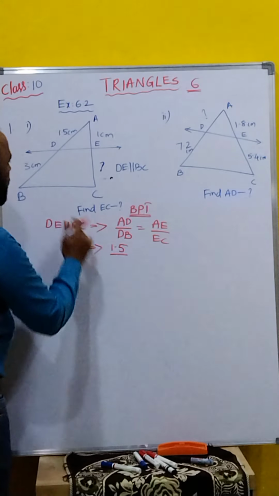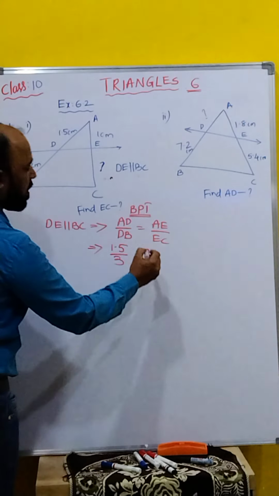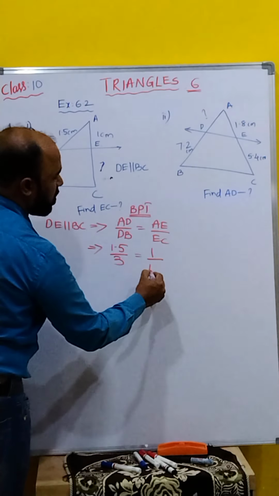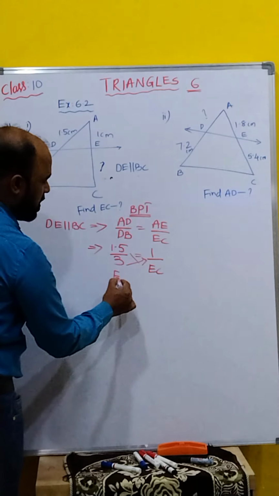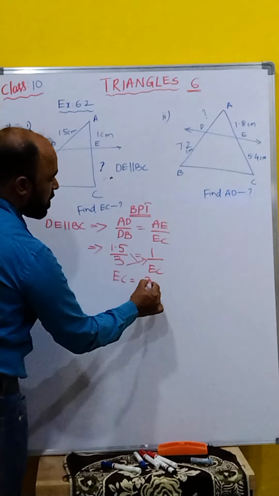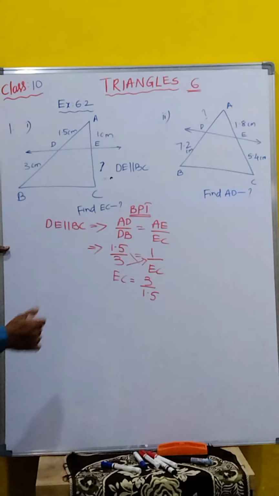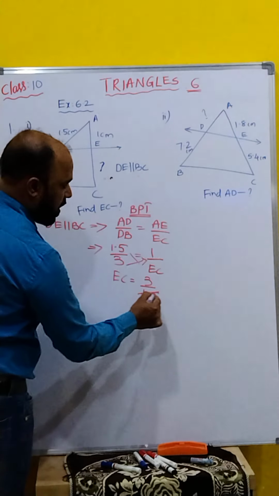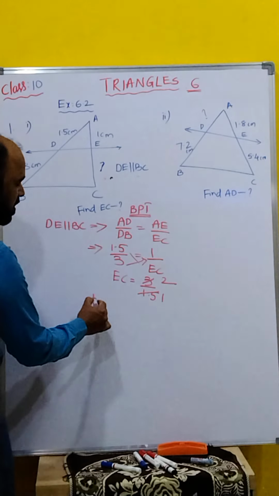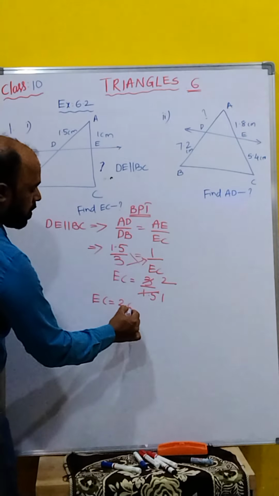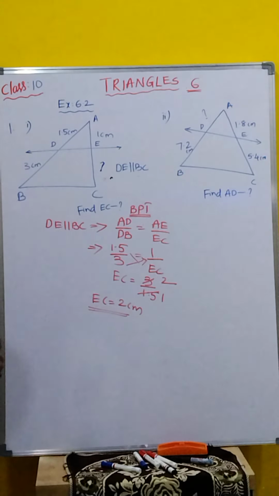AD value, what is here? 1.5 divided by DB value 3 is equal to AE 1 and EC we don't know. Cross multiply. EC is equal to 3 into 1, 3, and denominator 1.5. Now 3 by 1.5 cancel. 1.5 ones, 1.5 twos. Clear? Then EC is equal to 2 centimeters. First one completed using the basic proportionality theorem.